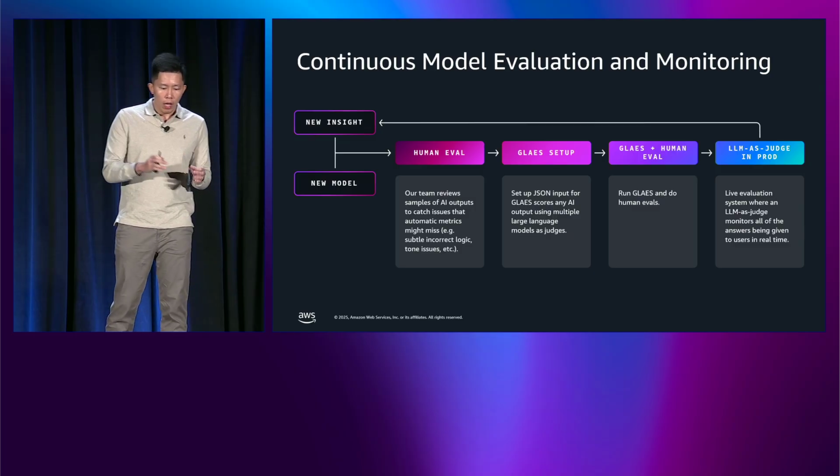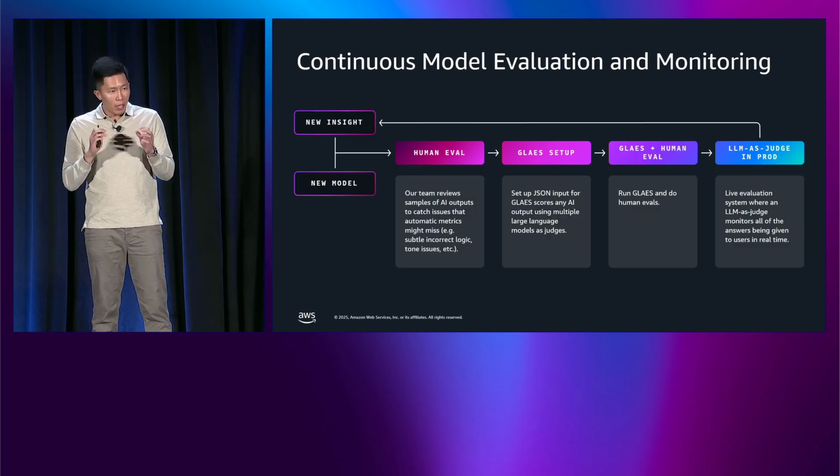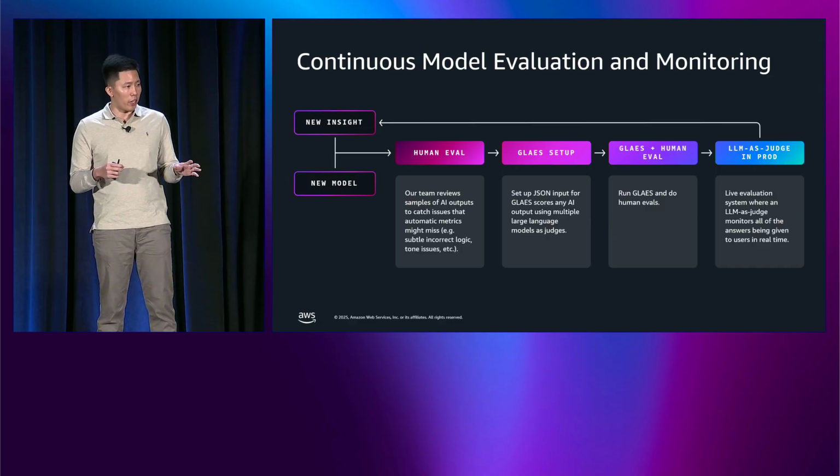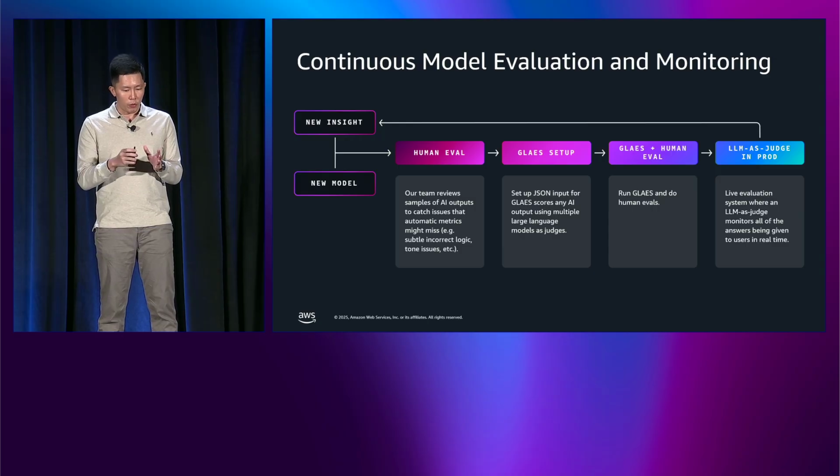In production, every single answer is run through an LLM as judge. So we know the quality of all answers generated in production, and we have alerts if something goes wrong. This step is very important because we have gained many insights just from this step.